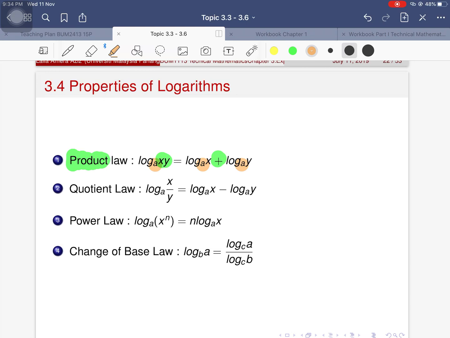And then I have the quotient law. Quotient means fraction. For this case, I have a function of x over y. According to the quotient law, when you have x over y and you separate the log, it's going to be log base a of x minus log base a of y. The base is still going to be the same, so they both have a base of a.